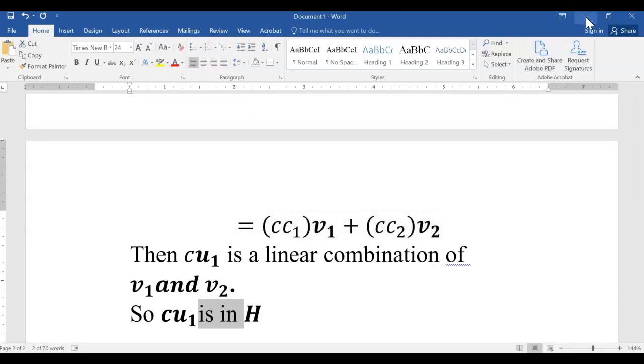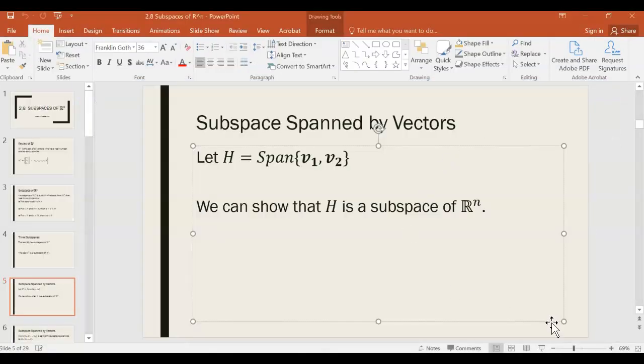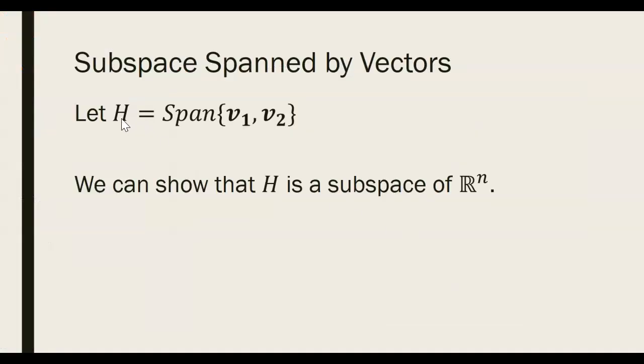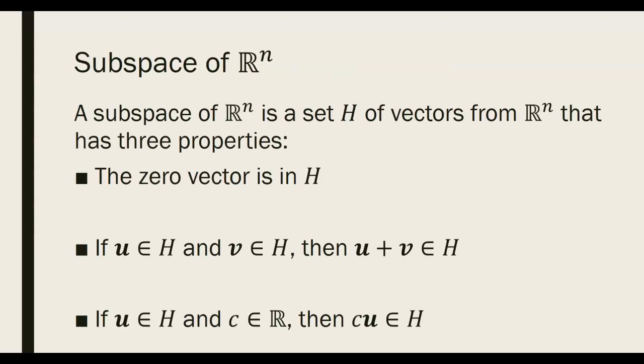So that is a long way of saying that whenever H is the span of a set of vectors, then H is going to be a subspace of Rn for an appropriate value of n. Okay? So spans of sets are subspaces. Okay? They hold all three of these properties.